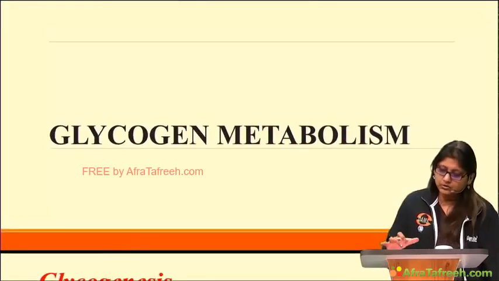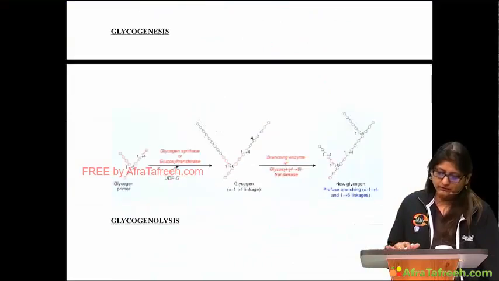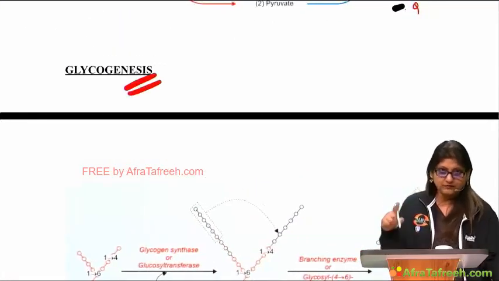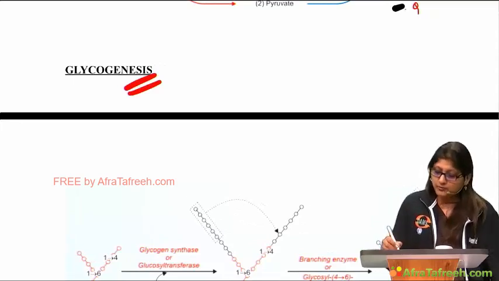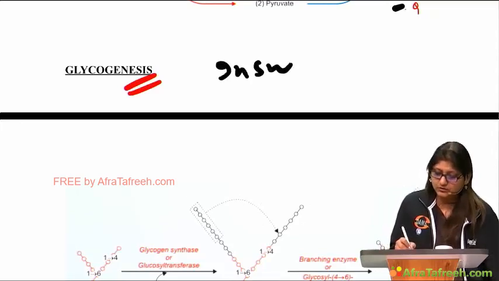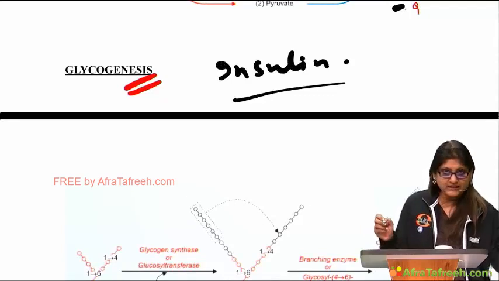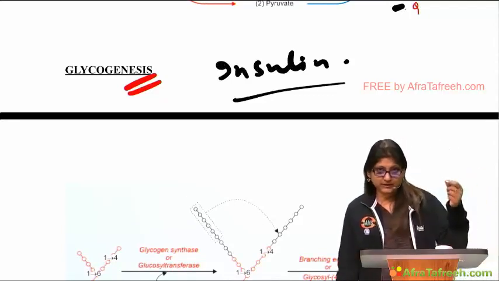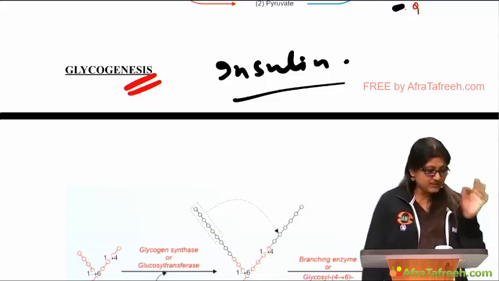Coming to the next page in the workbook. What is that? Glycogen metabolism, where they're talking about synthesis of glycogen. What hormone is required? You tell me. Insulin is required, right? Insulin is needed for glycogenesis and contra-insulin hormone is needed for glycogenolysis. That is the first point you remember.